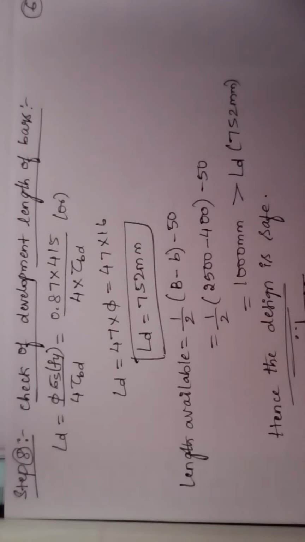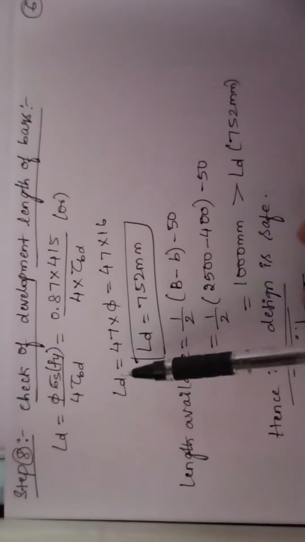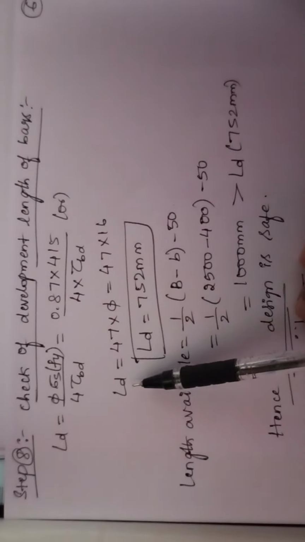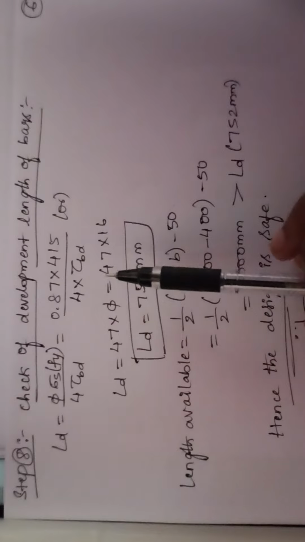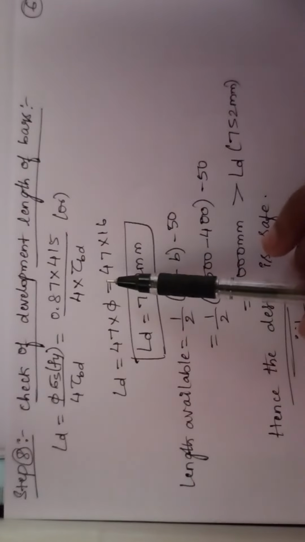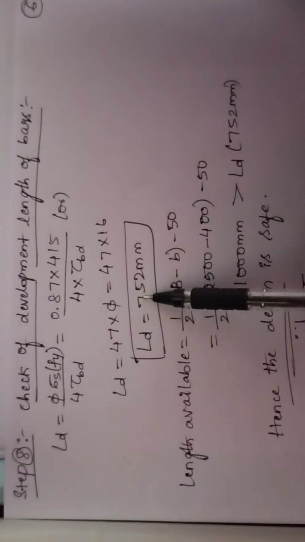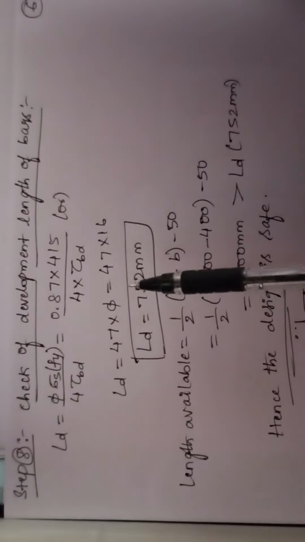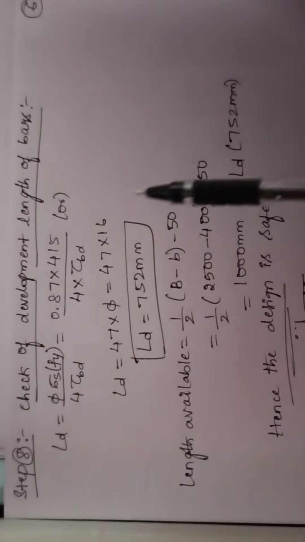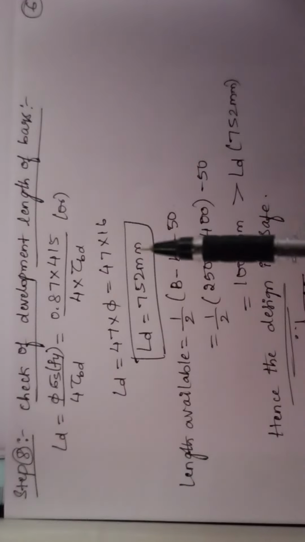So now we are at the last stage of our design. The last step is to check for the development length that we have to provide. For finding that, we have the formula. We can adopt directly Ld as 47 times the dia of the bar. We have adopted the 16 mm dia bar here, so 47 times 16 gives us the value of 752 mm. So that is our development length.